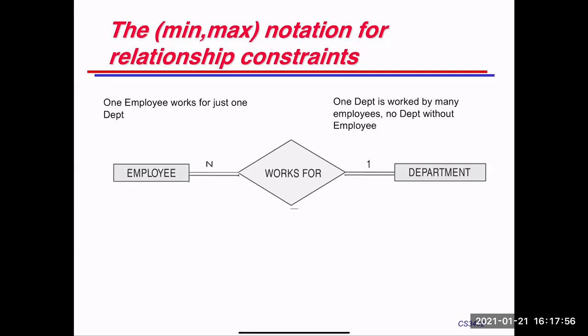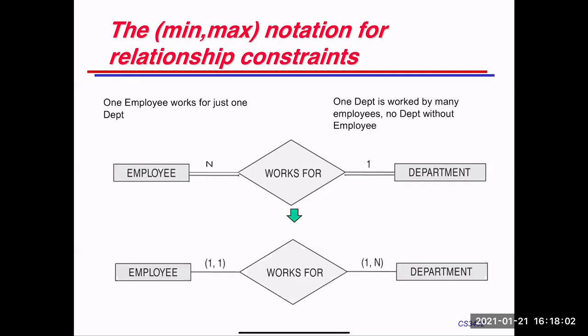And so here we have the one-to-n relationship. Again, in this notation, on the employee side, we have a 1,1 constraint because an employee works for exactly one department, and it's a total participation. And on this side, we have a 1,n constraint because a department, or rather at least one employee works for a department, but any number of employees can work for a department.